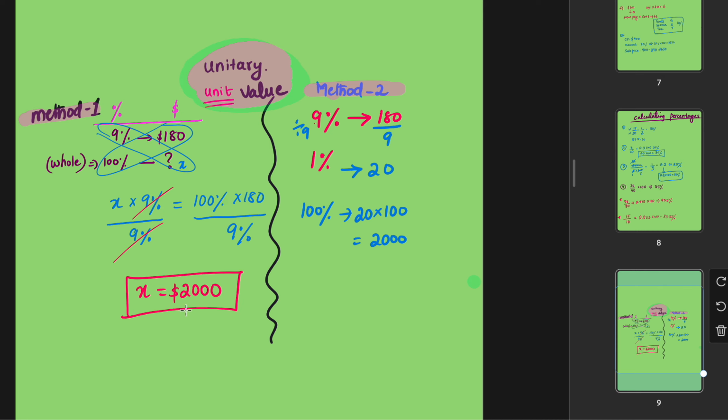Now this method can work for anything. I call this the cross multiply technique. All you have to do is arrange percents on one side and dollars on the other side, and then you would just simply do it.